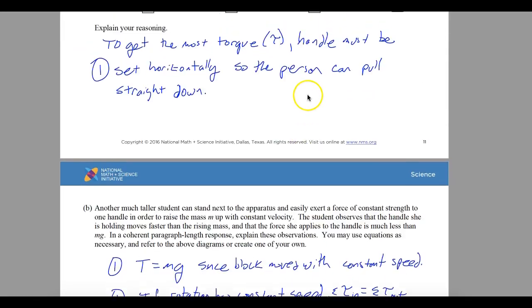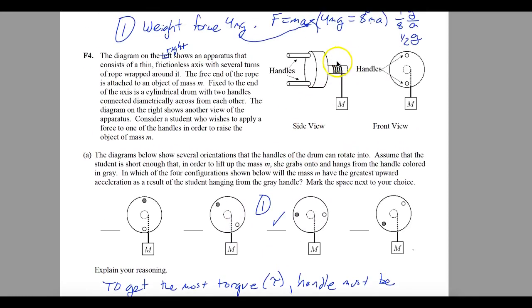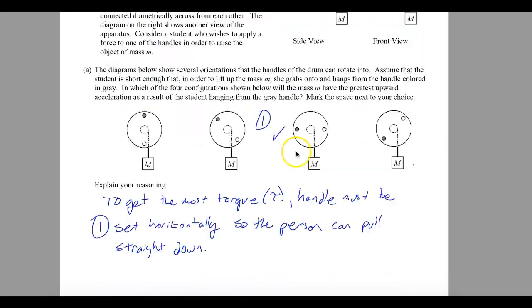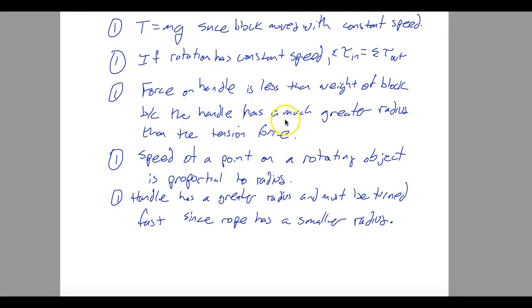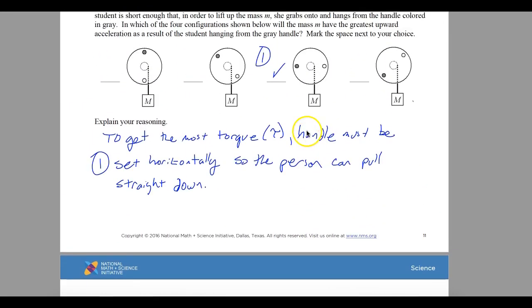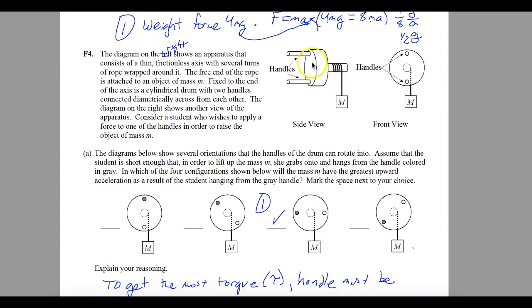So if you go back up, you'll see that the radius here is super small compared to the radius that we have for the handles. And that's why the force on the handle is less than the weight of the block. The speed of a point on a rotating object is proportional to the radius, and because that handle has a greater radius, it must be turned faster in order for that block to move up. So as you turn this quick, the block moves up very slow because it's got a small radius.